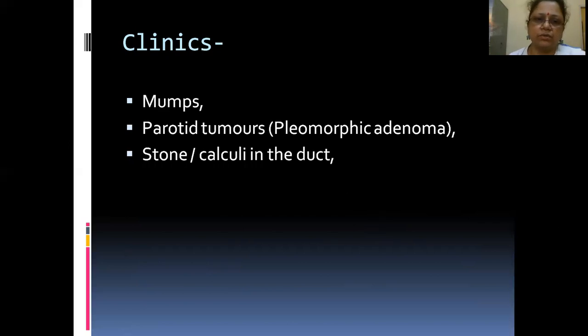Then there may be a stone or calculi in the duct. It may be either parotid, submandibular, or sublingual. I'll be showing you a picture, an X-ray of this. So suppose there is a stone, the secretions are not proper, okay, and that stone will develop there, and that will block further drainage of the saliva into the buccal cavity. So ultimately there will be swelling of the gland, there will be severe pain of the gland, okay, and ultimately the person has to take medicine, and sometimes it might require surgery as well.